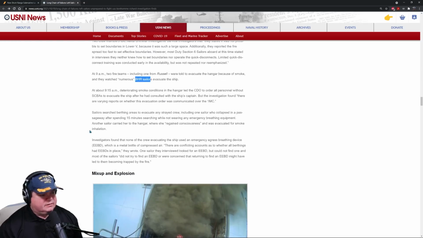That's embarrassing. Okay, at about 9:15, deteriorating smoke conditions in the hangar led the command duty officer to order all personnel without SCBAs to evacuate the ship after he had consulted with the ship's captain. But the investigation found there were varying reports on whether this evacuation order was communicated over the broken 1MC.